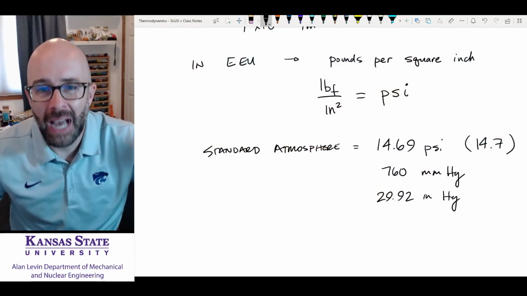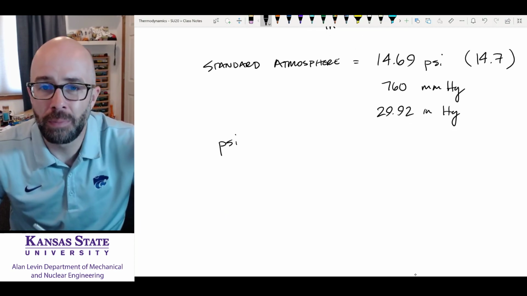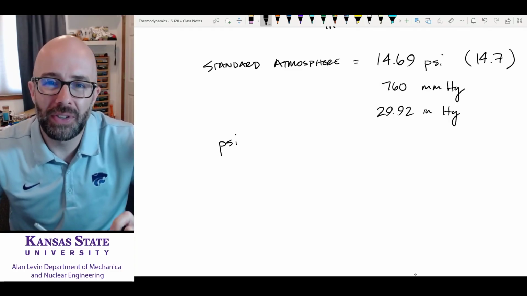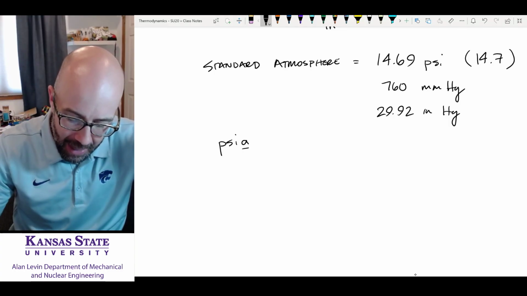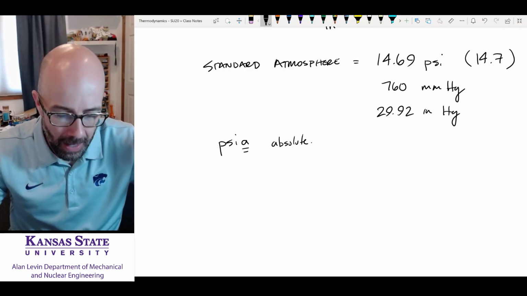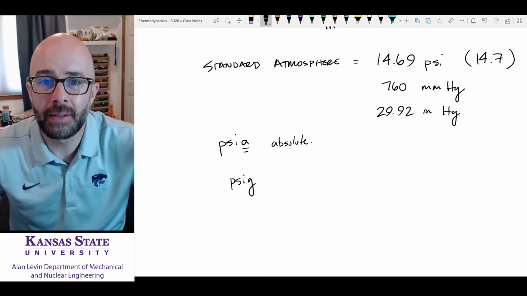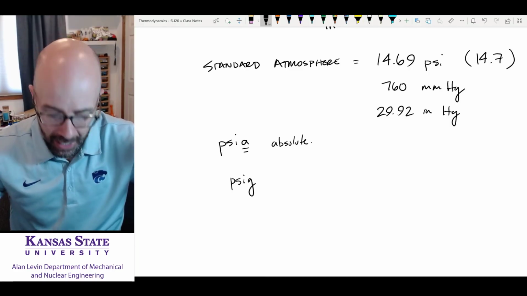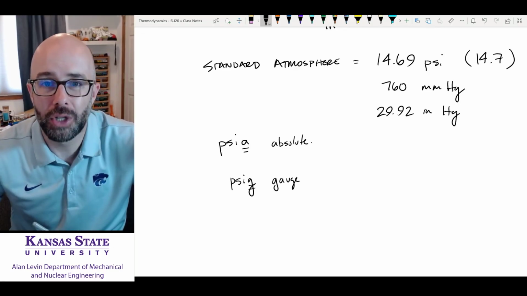Now, from time to time, if you see PSI, you can assume that's pounds per square inch absolute. But sometimes, to be more precise, people say PSIA. This A means absolute. If you don't see the A, you're going to assume it's absolute. If you see PSIG, what do you think that means? Of course, that means gauge. This G means gauge. And so you are going to have to add the atmospheric pressure to get absolute.